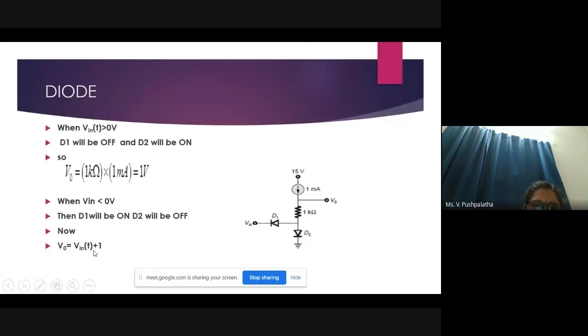Now V in of t is V in of t plus 1. Okay. So first you observe the question, and in case they had given a circuit like this, initially you just observe the position of the transistor or diode, right? Where it is connected, how it is connected, then you proceed. Simply we should not go for a theoretical calculation.